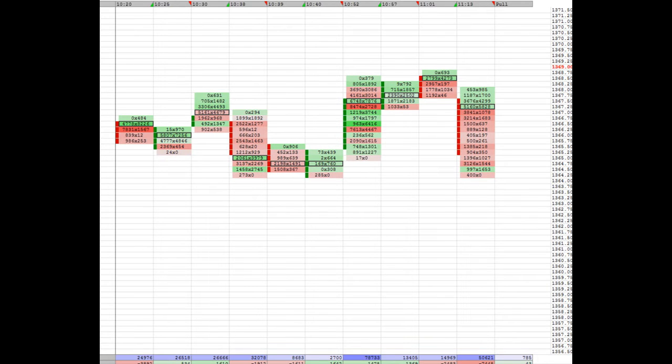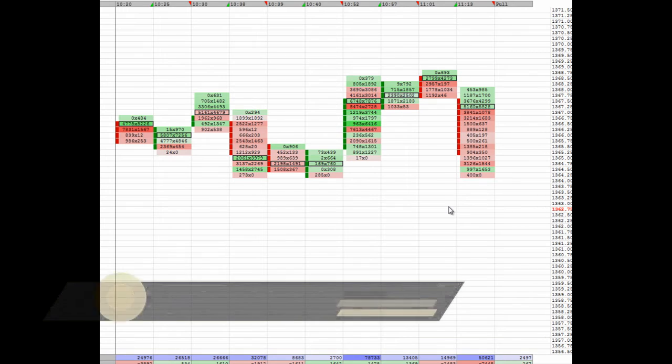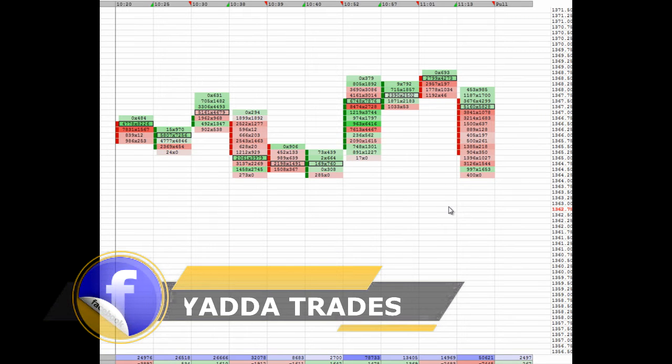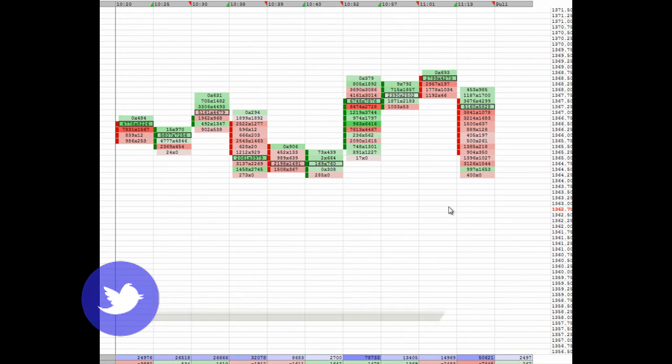Alright, so let's start with the first setup, which is the demand supply walls. Now this particular charting platform that I'm using here is called Market Delta, and what you're looking at is something called a footprint chart if you're not already aware of it. I'll provide you with the link to Market Delta in the key takeaways PDF if you would like to check it out.